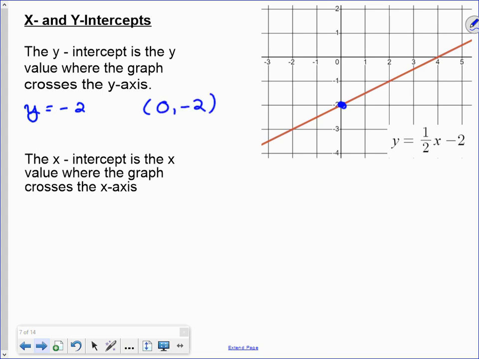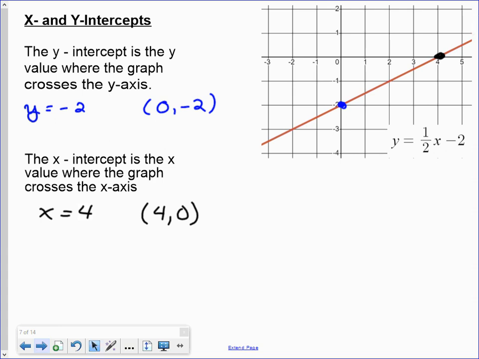The x-intercept is the x value where the graph crosses the x-axis. So on this graph, we cross the x-axis right here at x equals 4. So our x-intercept is the point 4, 0.